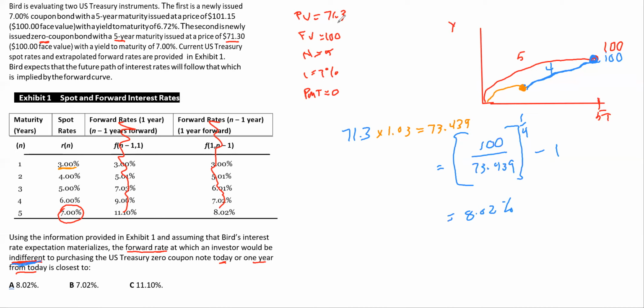Remember, we could have grown the 71.30 at 7% and had 100, or this question is saying take the 71.30, grow it for 1 year at the 3%. And now what do we need to invest it at? We need to invest it at 8.02% to end up with that same ending wealth. And the same ending wealth means I'm indifferent. This is how we get the answer of 8.02.